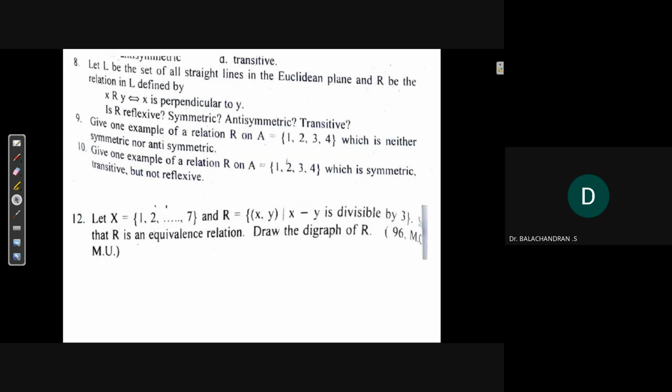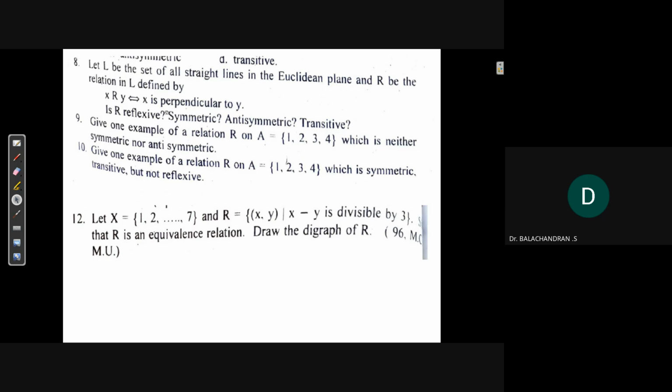Now the next problem is here. Let capital L be the set of all straight lines in the Euclidean plane, and R be the relation in capital L defined by x is related to y if and only if x is perpendicular to y. I discussed this one when I started this class, but this is slightly different. Now the question: is R reflexive?